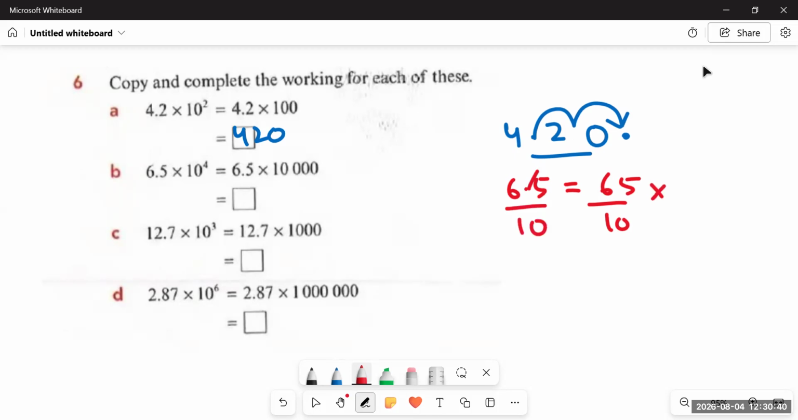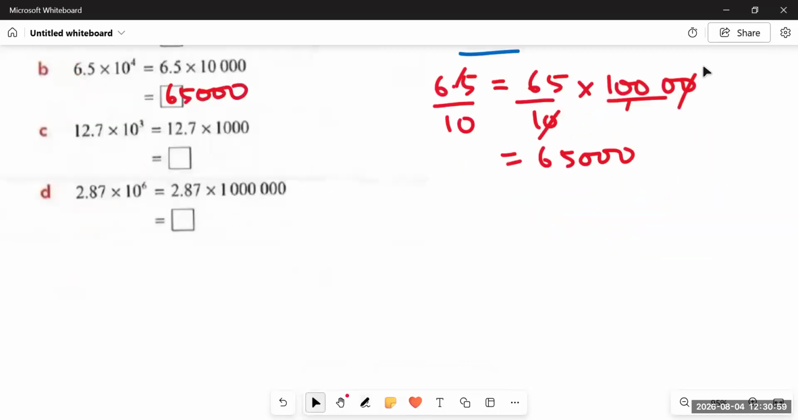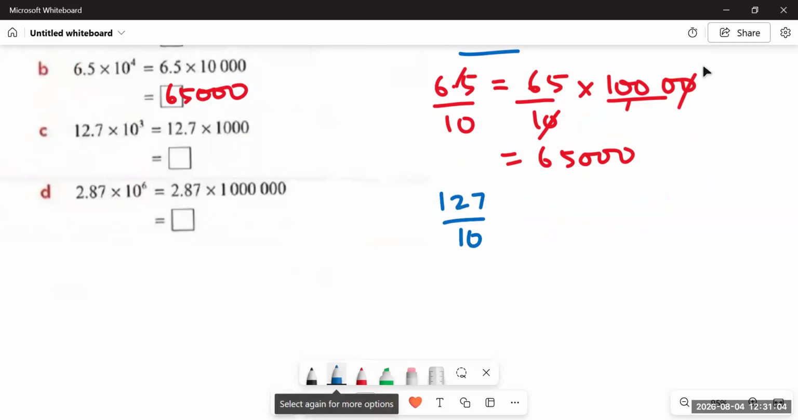And now when you multiply it with 10,000, it will be 0 cuts 0, and we have 65 multiplied by 1000, which will become 65,000. So you can solve it like this. Whichever method you find easier, you can go for it. Then 12.7 can be written as 127 over 10, because we have one decimal place, so we will replace it with upon 10 multiplied by 1000.